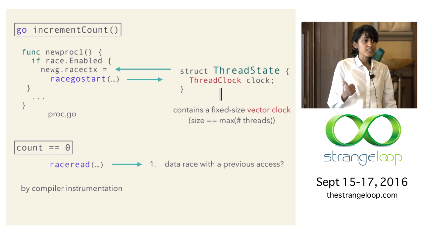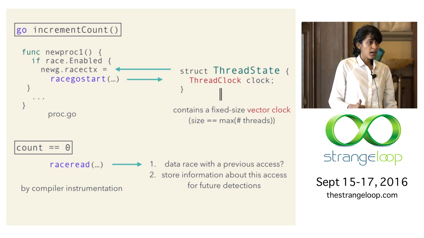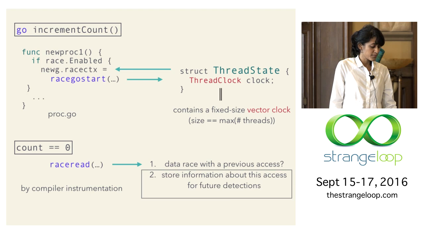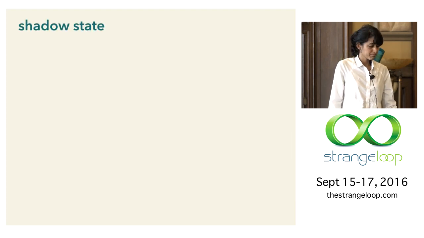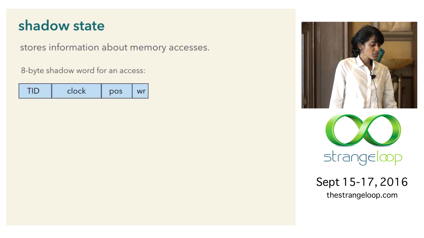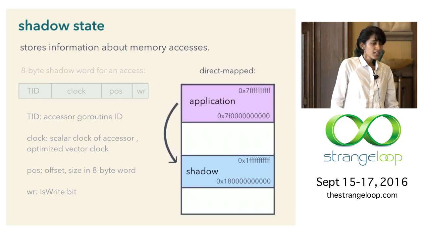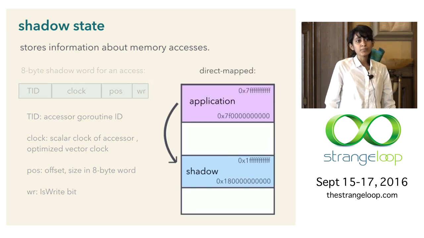It has to check if there's a data race with the previous access. And if there isn't, it has to store information about this access for future detections. Let's look at 2 first. To do this, TSAN uses something called shadow state. It essentially creates a shadow word to track each memory access. And this stores information about the access, like the thread ID, the clock, the position, like where the access occurred, and whether the access was a read or a write. Now, the shadow state is directly mapped. The details don't matter.